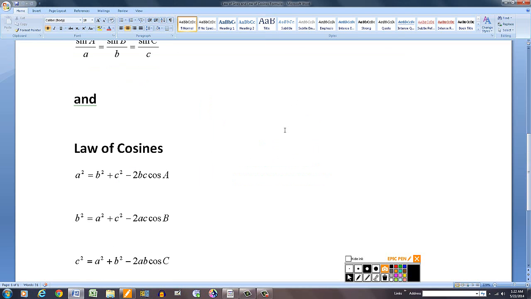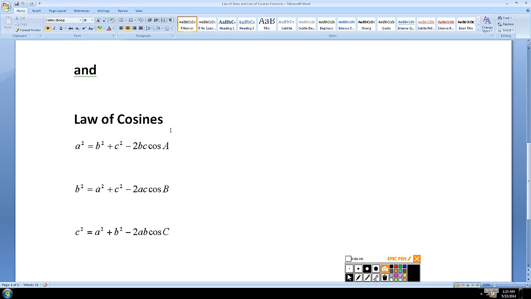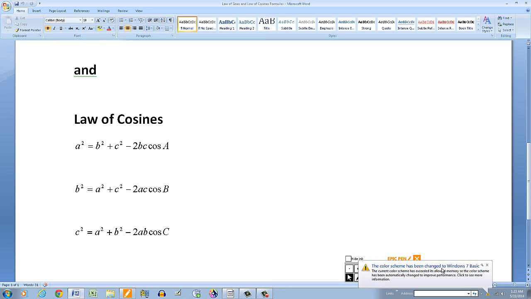Now the law of cosines tells me, again, if a, b, and c are the sides of the triangle, and capital A, B, and C are the angles opposite those sides respectively, then the law of cosines has three formulas, and here you have it. a squared is equal to b squared plus c squared minus 2bc cosine A, and so on. Okay, so those are your formulas.